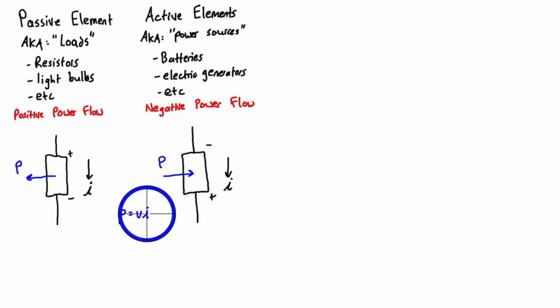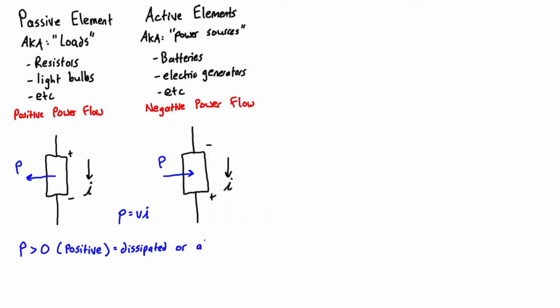If we consider the current negative, because it's entering the negative terminal, then we have a negative times a positive gives us a negative value for power, and we consider that negative power because the power is flowing into the circuit, which is part of the definition of the passive sign convention. So let's just write this out. So when we have a value of power that's greater than 0, it's positive, and we're going to refer to that as dissipated or absorbed power. And when we have a value of power that's less than 0, that's negative, and that's basically going to be called delivered or generated power.